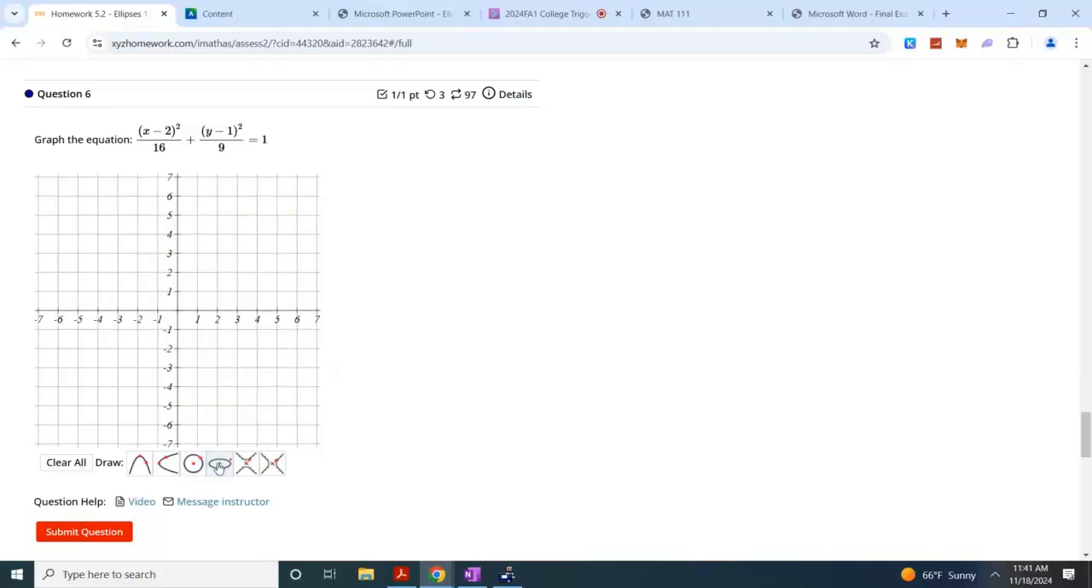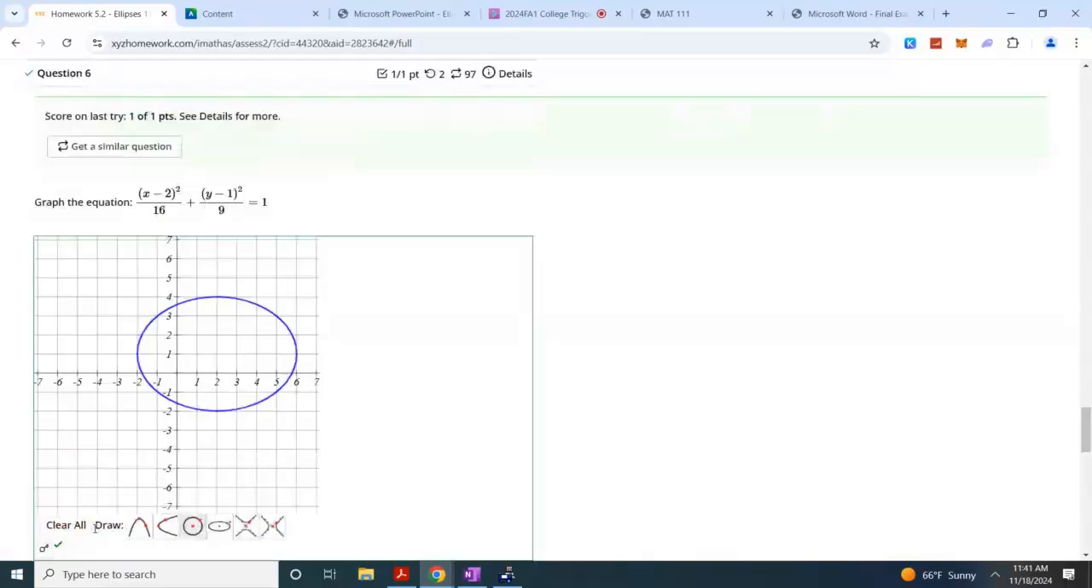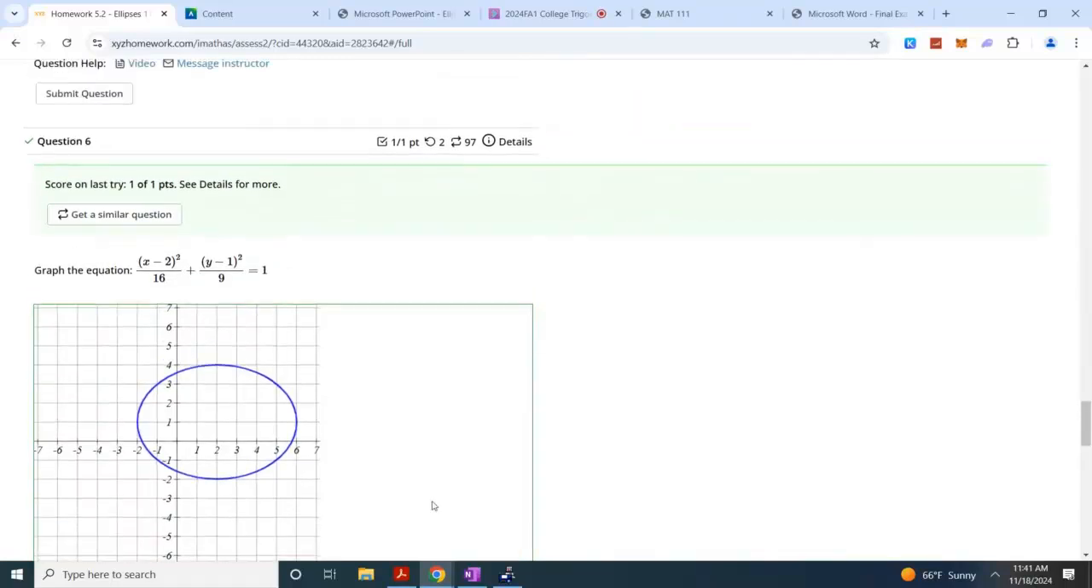Oh, let me choose the right tool. Let me choose the elliptical tool. I was on a circle. So this is an ellipse. I'm going to replot the center at 2, 1. I'm going to go 4 places to the right. I'm going to go up 3 units. And that should be our graph. All right, so any questions about number 6?